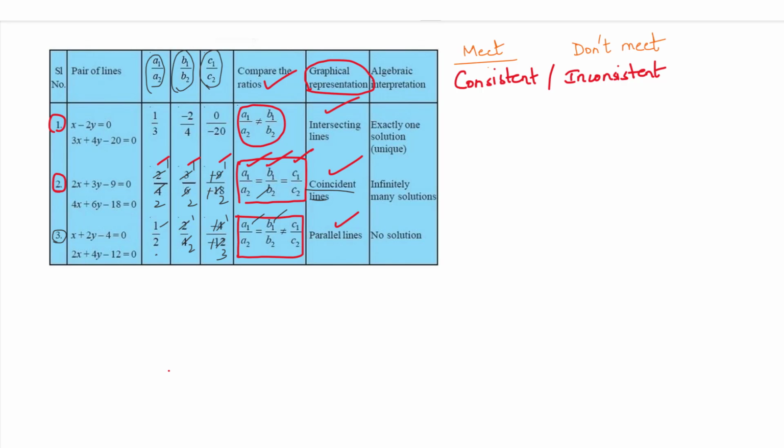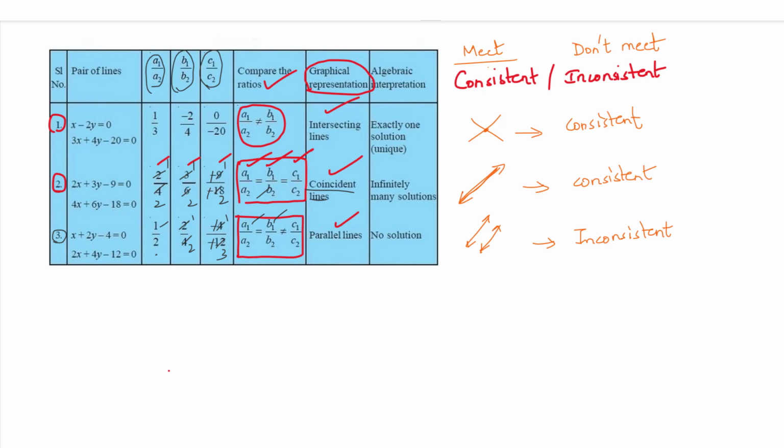So when you're talking about intersecting lines, we know that they are meeting at one point. So they are categorized as consistent. We say the pairs of linear equations are consistent. And when you're talking about coincident lines, they meet at many points. So we say they are also consistent. And talking about parallel lines, they never meet. So obviously they are inconsistent.